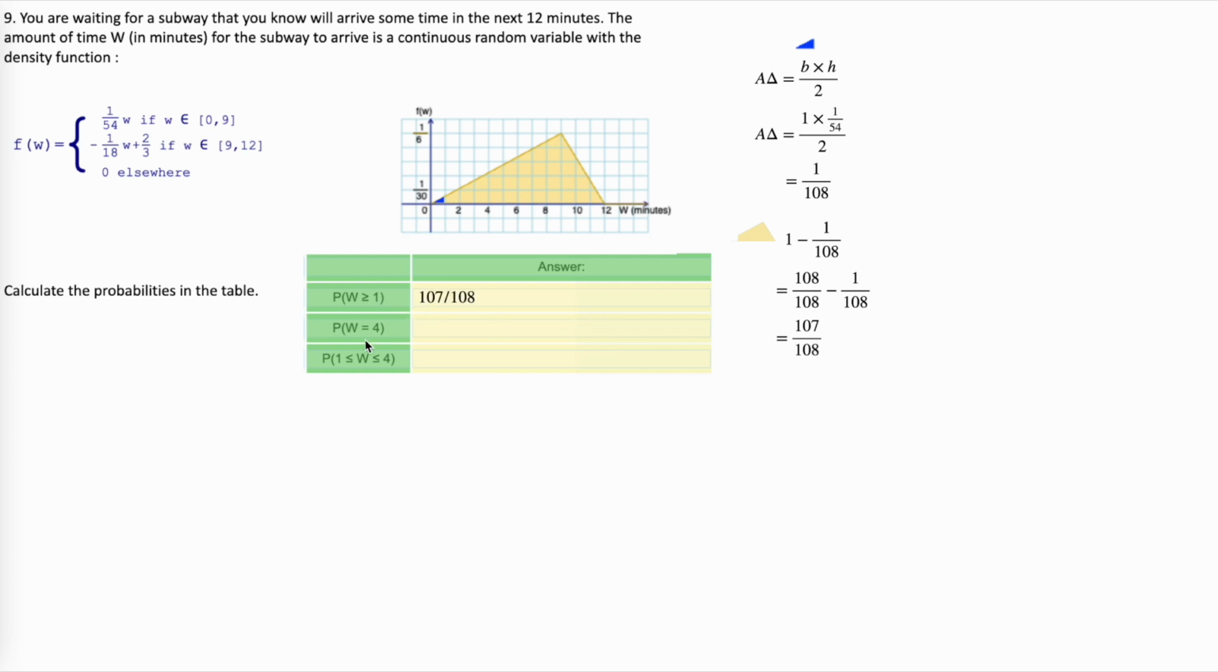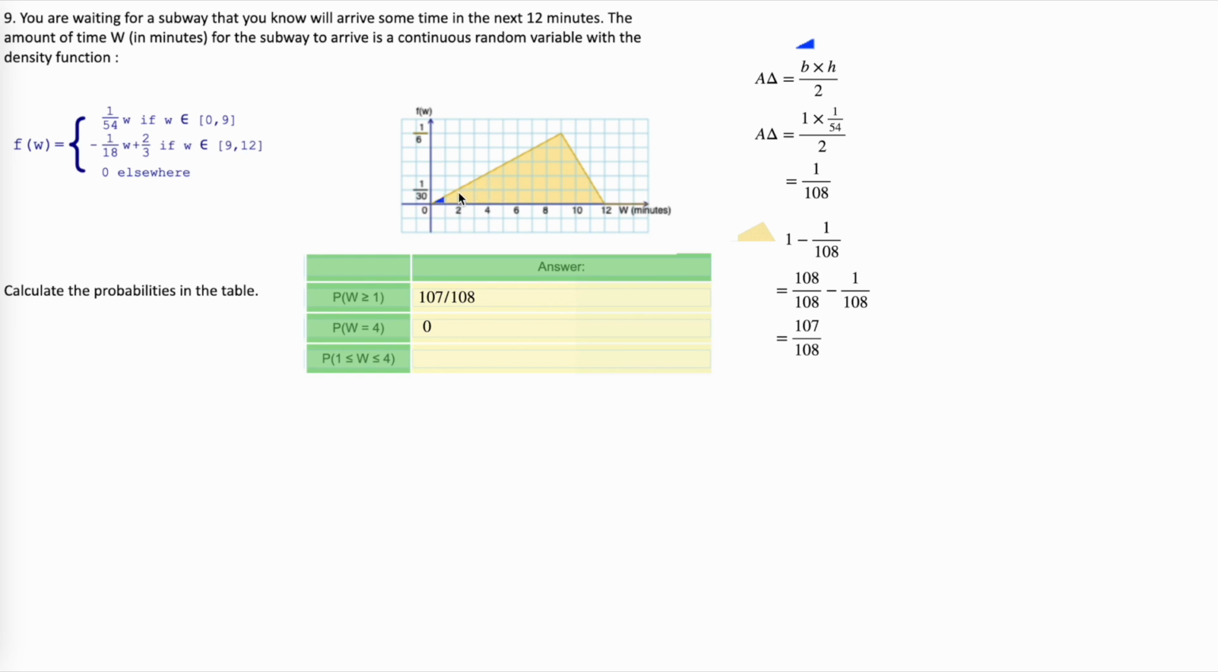The probability that W is equal to 4? Well, it can't be. That's just one point in time out of infinitely many points in time. That probability is 0. Then we're looking at the probability that W is between 1 and 4. So that means the person shows up anywhere between 1 minute and 4 minutes.